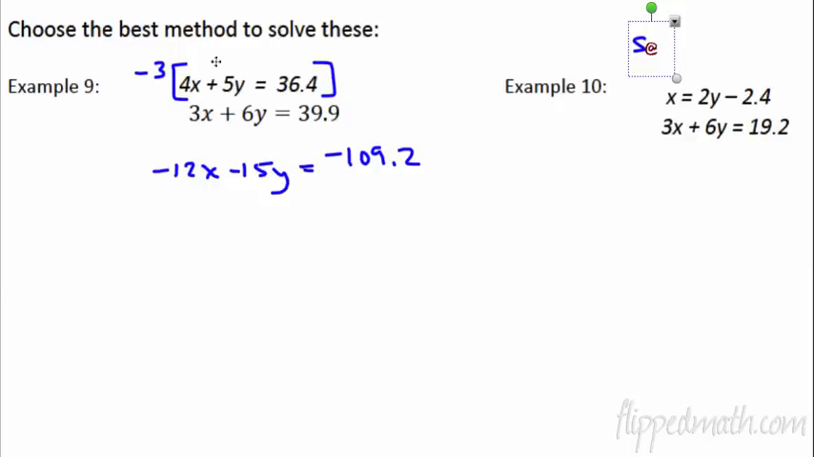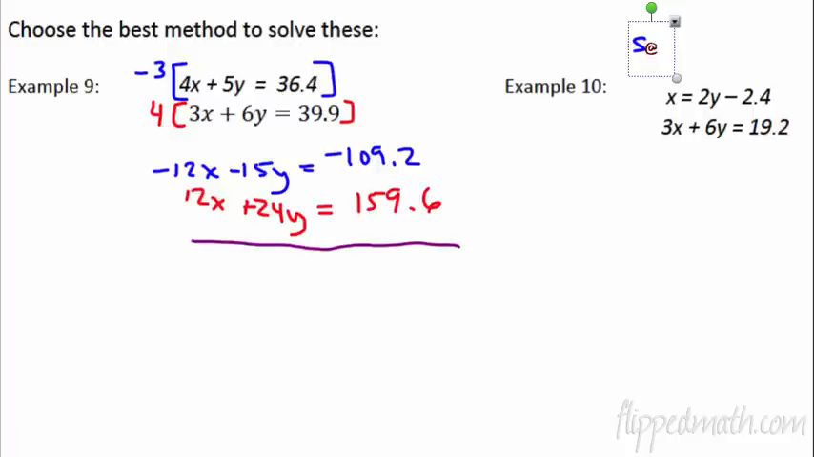Okay, number 9. What did we do? Well, I saw the x's. I can get those into 12s. So I multiply the top equation by negative 3. Here's what I get for that. Bottom equation by positive 4. That'll give me a positive 12. All right, so you multiply the entire equation. Here's what we get. Add them together.